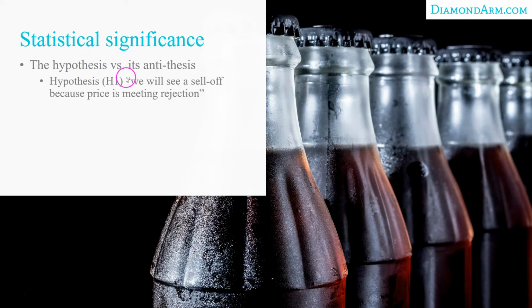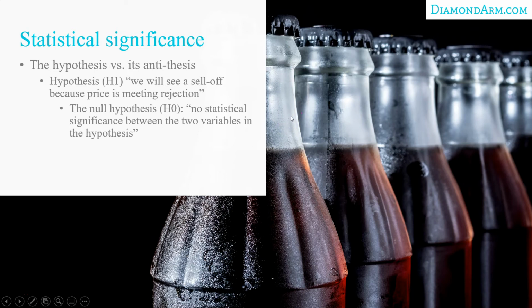Of course, this example is not based on the euro-Australian dollar pair. In this instance, you have a bearish hypothesis. So let's change the example. Let's say that you think that we have a global bear market in stocks. So the hypothesis is, because you think we have a bear market in the stock market, we will see a sell-off because price is meeting rejection. That's the hypothesis.